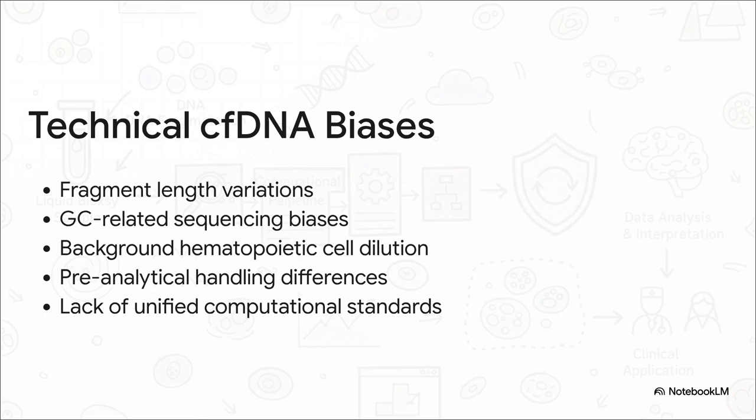And this needle in a haystack problem? It's compounded by some pretty severe technical biases. We're dealing with extreme fragment length variations, simply because fragmentation is driven by natural, kind of chaotic degradation processes. Then we have GC-related sequencing biases, where sequences with high or low GC content get artificially over or underrepresented. Add in background dilution and pre-analytical handling differences, like how long a sample sat in transit, and you've got a real mess on your hands. But most importantly, the glaring lack of unified computational standards to clean all this up, well, that sets the stage perfectly for the two solutions we're looking at today.